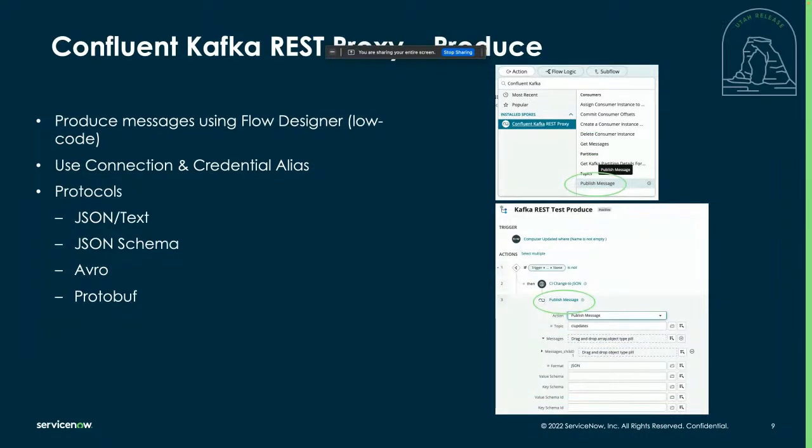Very similar on the producing side, pushing data from ServiceNow to Kafka. Again, it's an action called publish messages, and then you configure your topic and the format of the protocol you want to write as well.